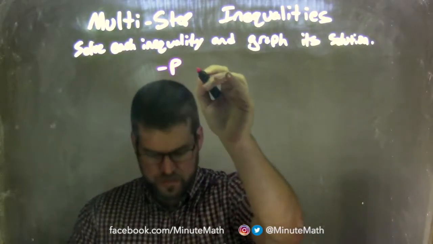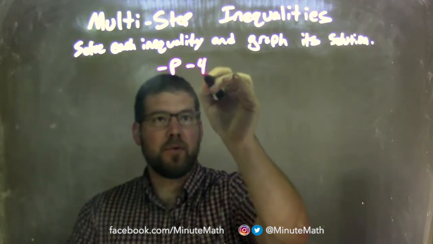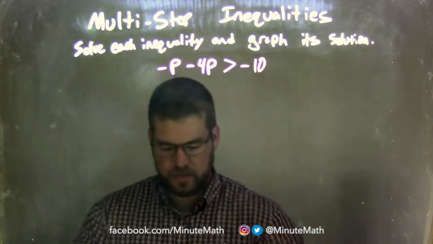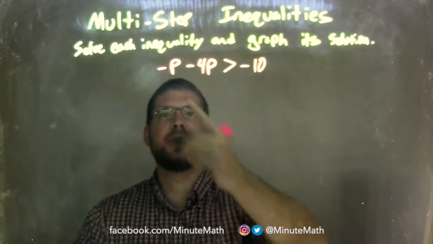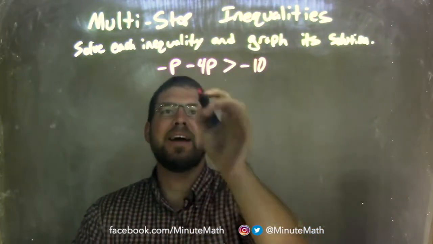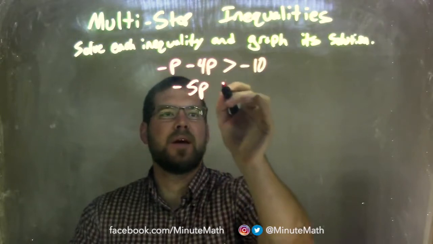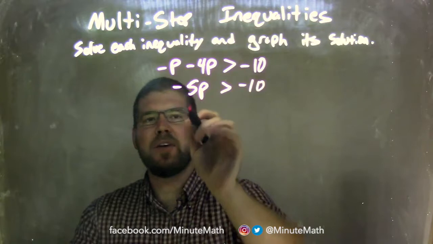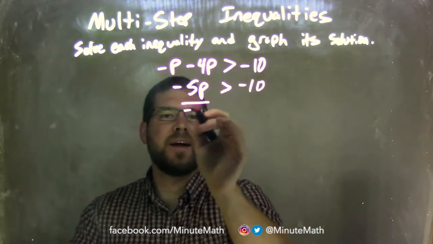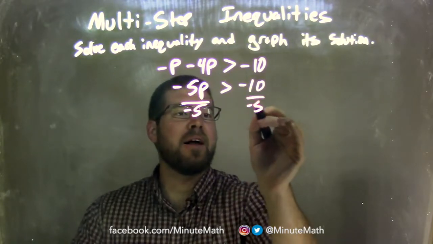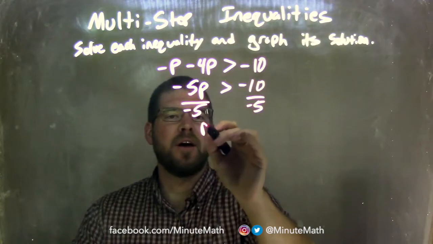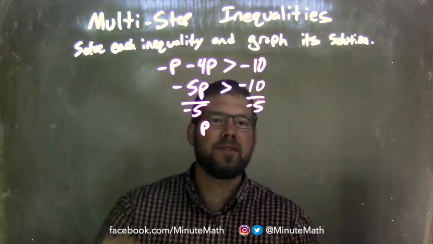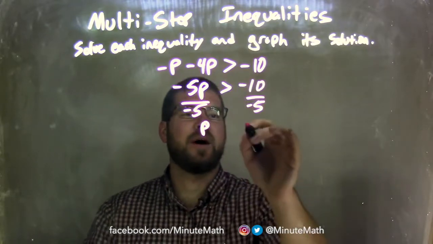Negative p minus 4p is greater than negative 10. Well, I'm going to combine my like terms. Negative p minus 4p is a negative 5p. And it's greater than a negative 10. Now, there's multiplication there. I'm going to divide both sides by a negative 5. And in doing that, it leaves me with the p still on the left. But on the right, I have negative 10 divided by negative 5, which is a positive 2.